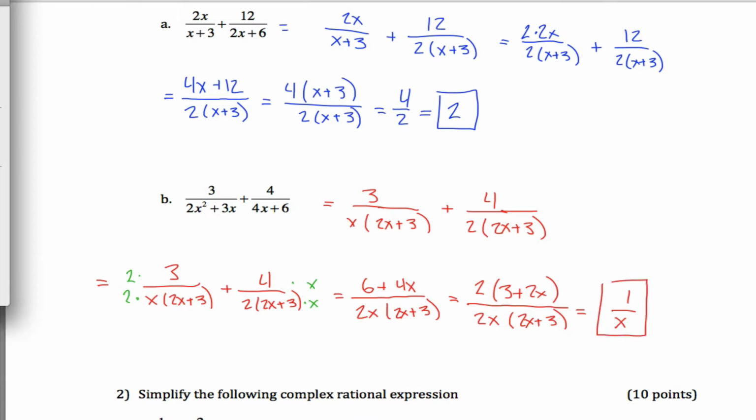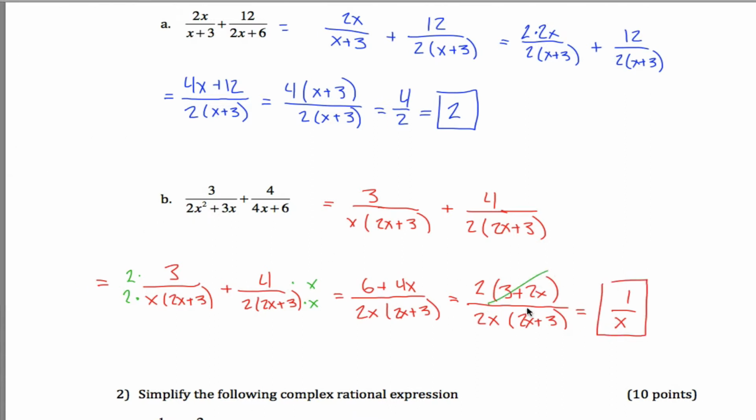Maybe I'll illustrate that canceling out idea. This and this cancel out. This and this cancel out. Same idea up here. This and that cancel out. Anyways, 1 over x is my answer.